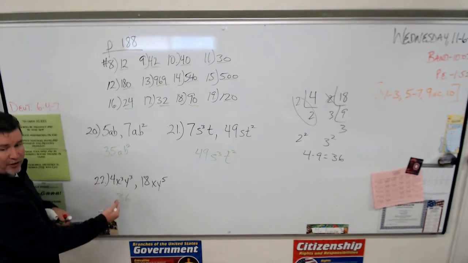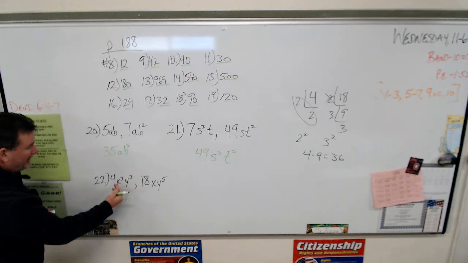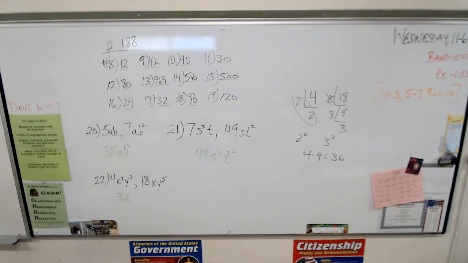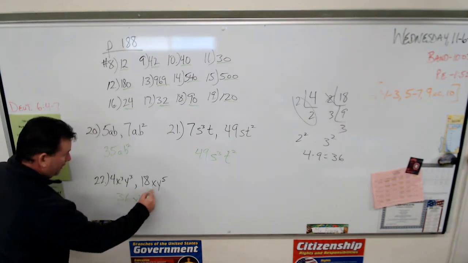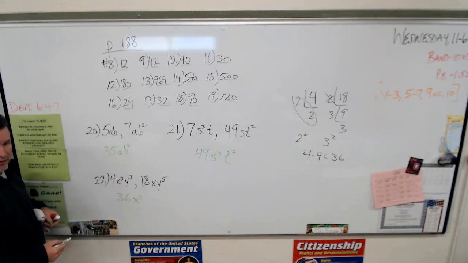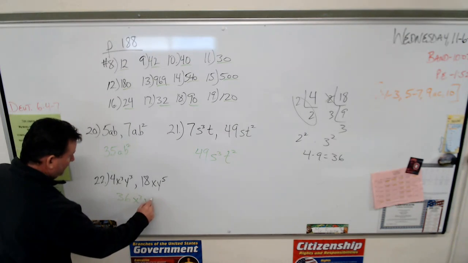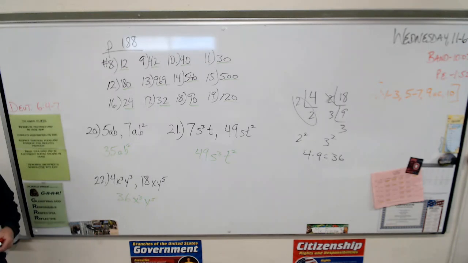So I got 36 for the numbers. I've got an X there. I have to use every factor. So I got to use an X. Which X am I going to use? I'm going to use the higher power. I'm going to use which Y? Y to the 5th. Higher power. That's it.